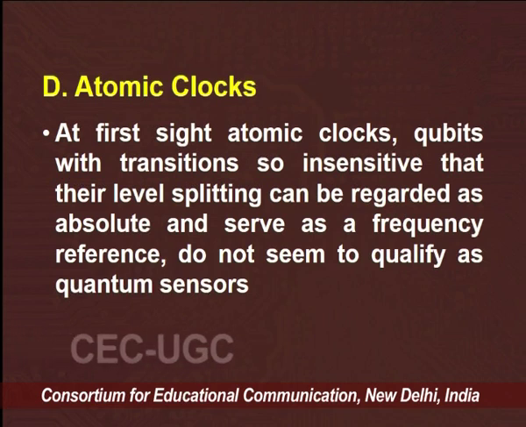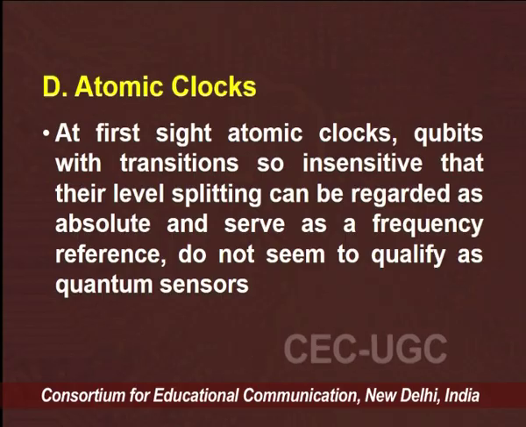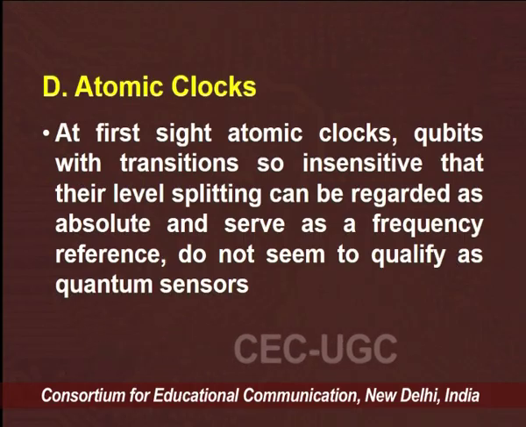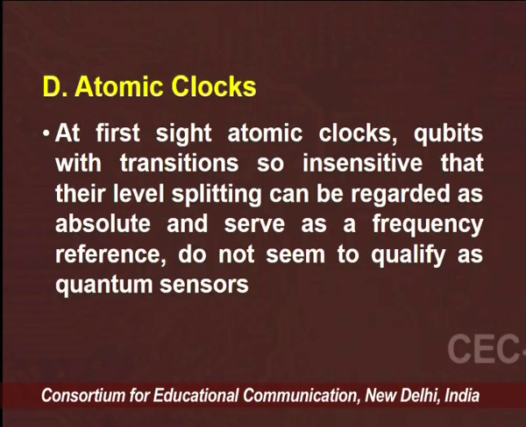Qubits with transitions so insensitive that their level splitting can be regarded as absolute and serve as a frequency reference do not seem to qualify as quantum sensors. But the qubits with transitions that are insensitive, such that their level splitting can be regarded as absolute, serve as a frequency reference. Their operation as a clock, however, employs an identical protocol as the operation of a quantum sensor, in order to repeatedly compare the qubit transitions to the frequency of the unstable local oscillators and subsequently lock the latter to the former.